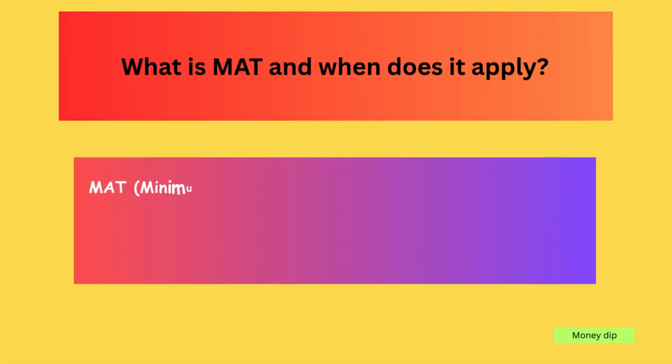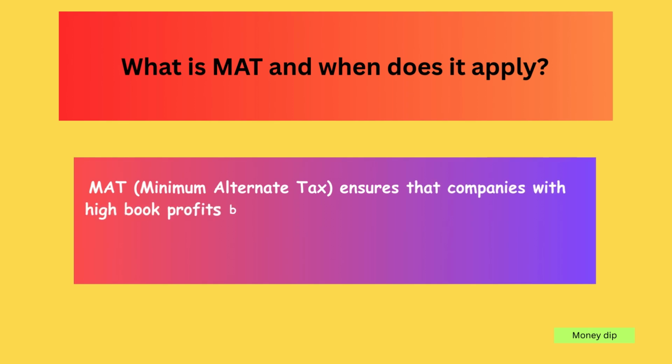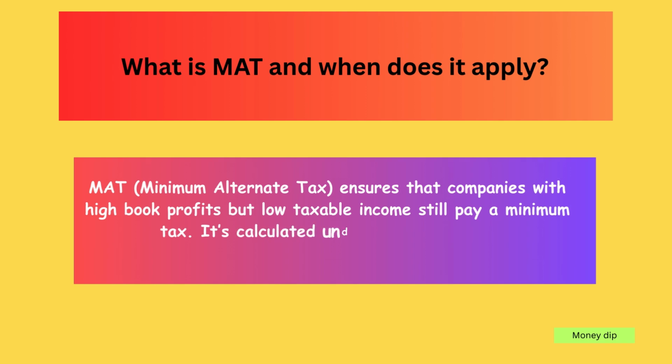What is MAT and when does it apply? Answer. MAT, minimum alternate tax, ensures that companies with high book profits but low taxable income still pay a minimum tax. It's calculated under Section 115JB.